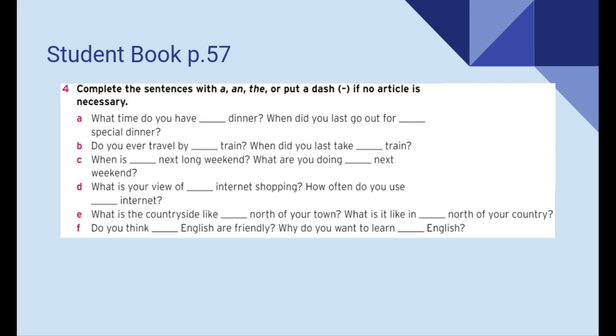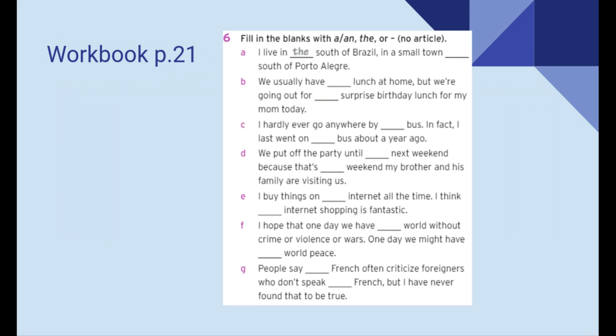Okay, great. Now go to your workbook, page 21. Here you're going to fill in the blanks again with the correct article. And if you don't need one, just leave it blank. Look at the example. I live in the south of Brazil, in a small town south of Porto Alegre. Should we use an article here? No, right? Yeah, because we don't have of. Very good. Now pause the video while you work on the rest.